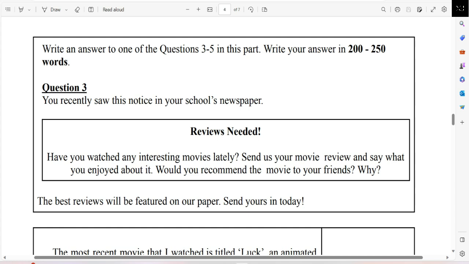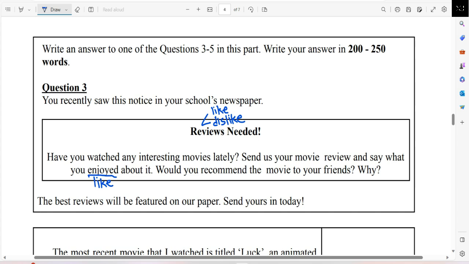Just now I mentioned, normally for reviews, it is preferable for us to write what we like and what we dislike about the movie, right? However, look at this title. They tell us to send a movie review and say what you enjoyed about it. Meaning you can only, in this particular essay, write about what you like.